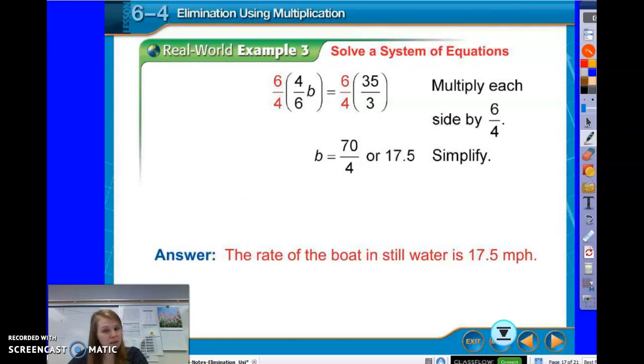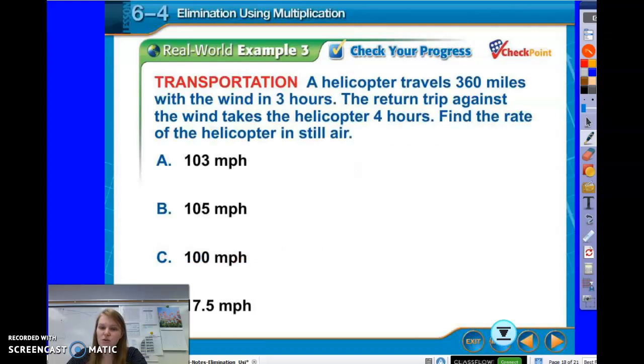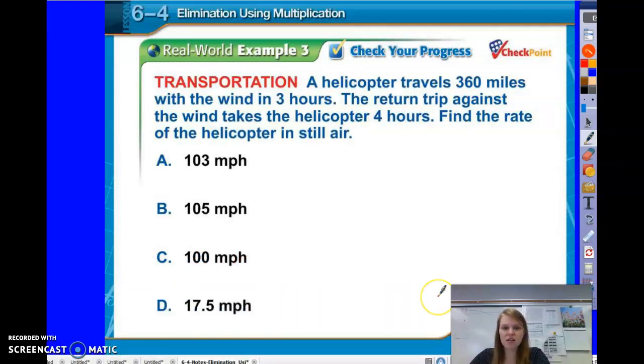If you want to plug it back in, you could find the rate of the current, but they're not asking you to do that. Feel free to scroll back and take a look at that. When you're ready to move on, take a look at this one.